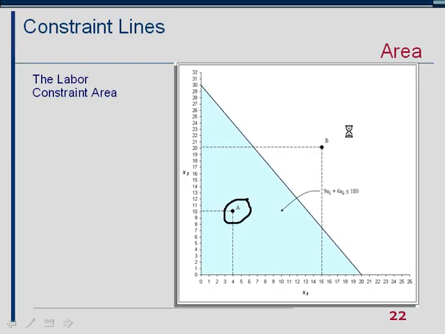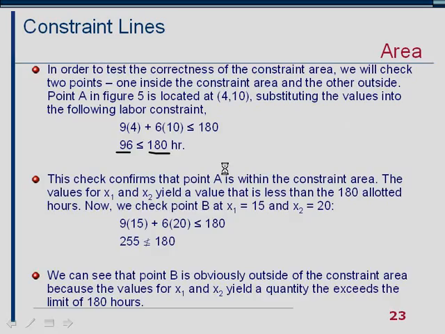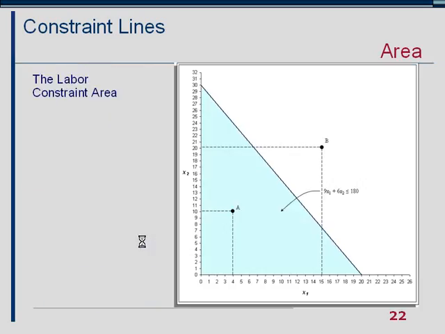Now if we look at point B, it is located at (15, 20). If we plug 15 and 20 in for x1 and x2, we see that this value is 255, which is not less than 180. And we can see that it is outside of the shaded region. So this is a way to determine if a point is feasible or not. Now this is for our labor constraint.